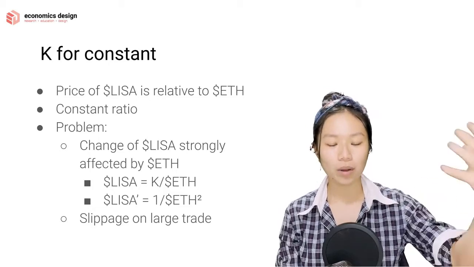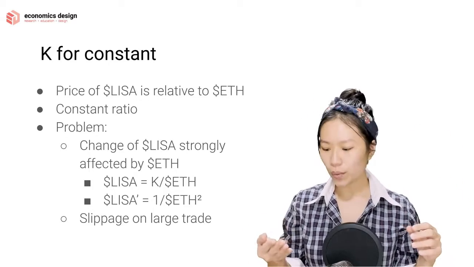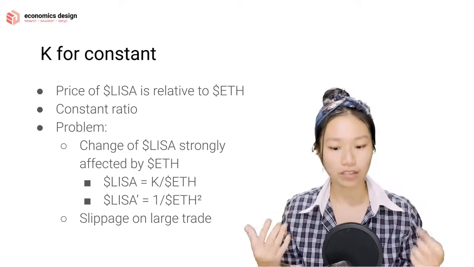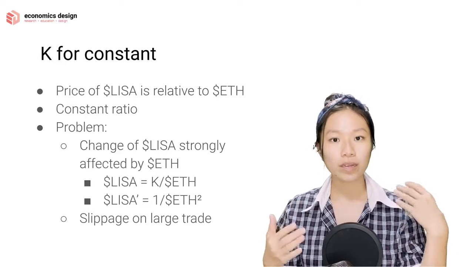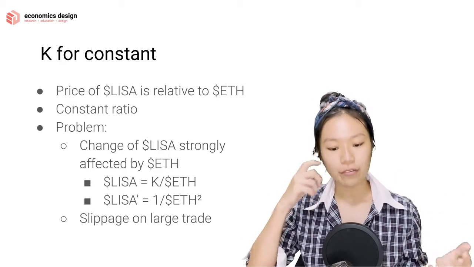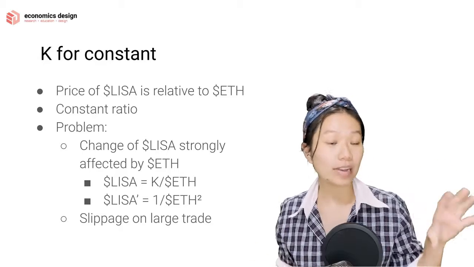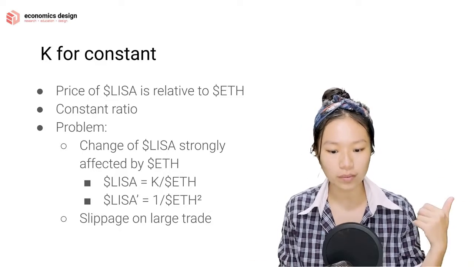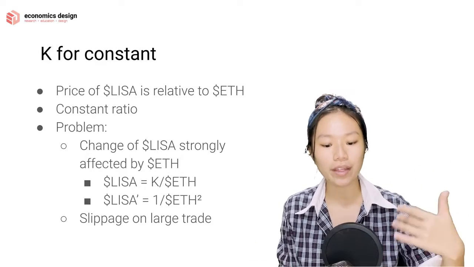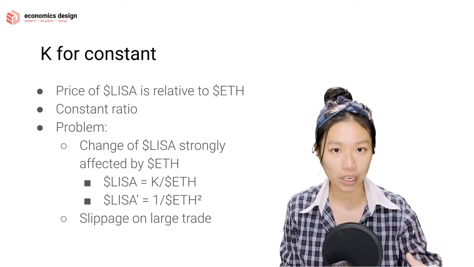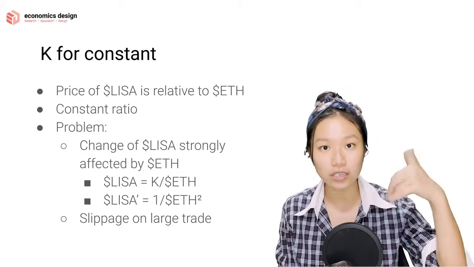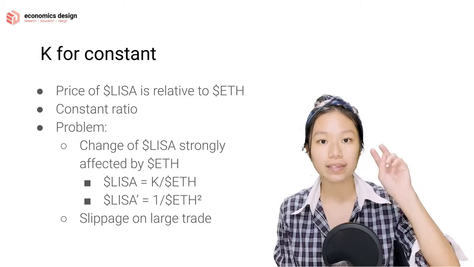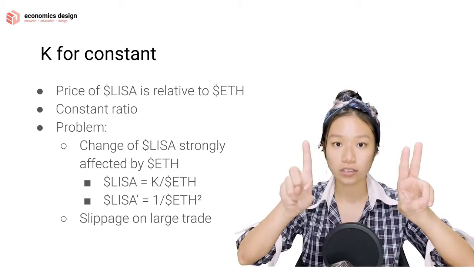This is where the problem comes in. Because if we want to understand the price of, let's say, the Lisa token, we have to put it relative to ETH. And if you look at how you value the price of Lisa tokens, how do you get the quantity change in Lisa tokens? You get a constant divided by ETH. Remember, it's Lisa times ETH equals constant.